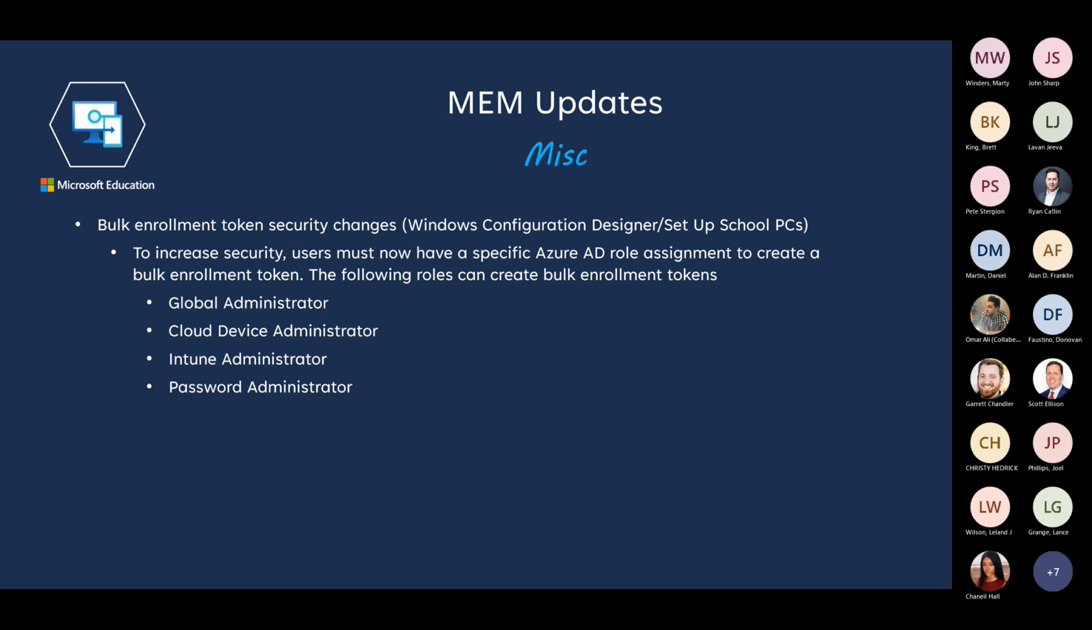So this could be for site technicians, like you might have site techs if you're in a K-12 district. You might have site technicians that might have been getting tokens before. And if they didn't have one of these roles, they were able to do it in the past, but now they'll need to be moved into an appropriate role in order for them to be able to get the token.